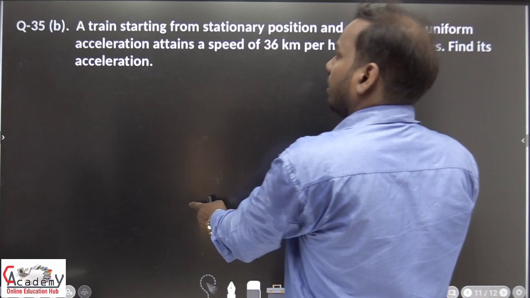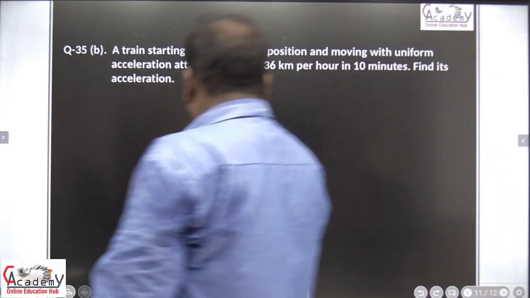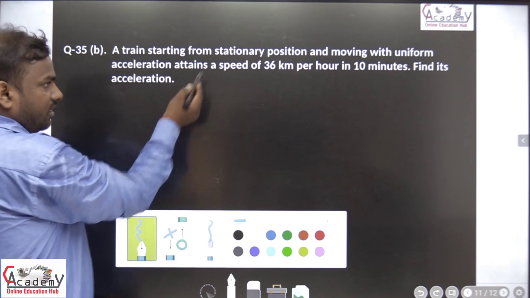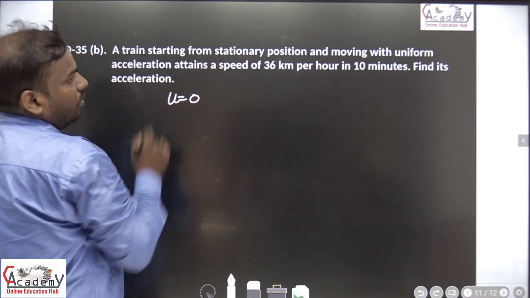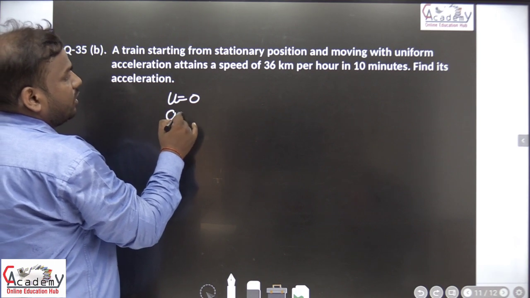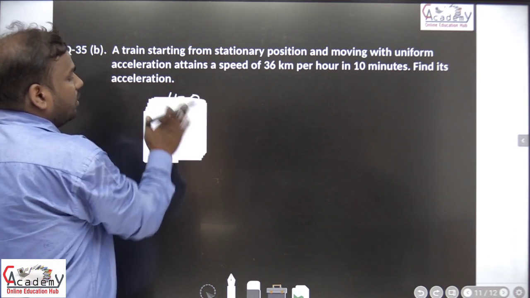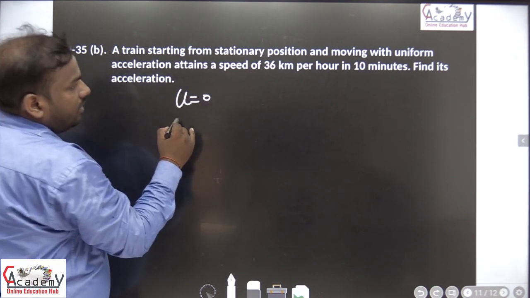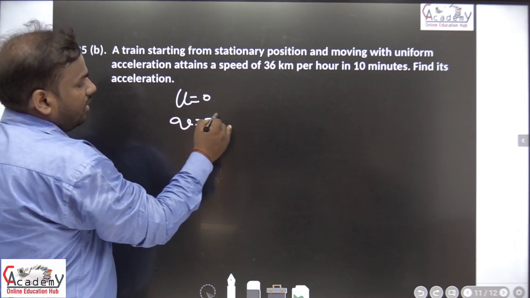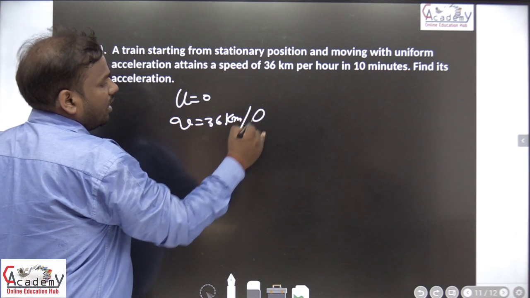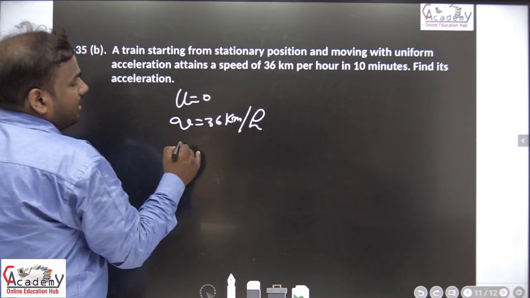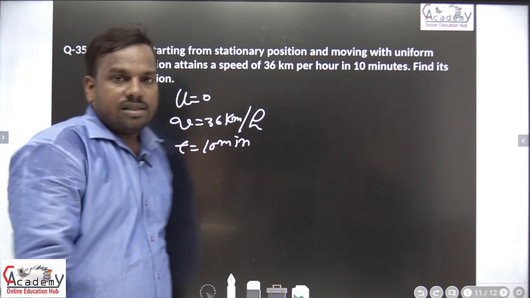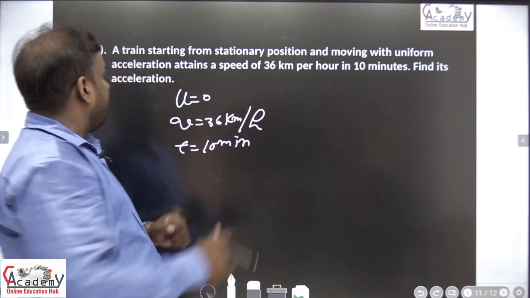Next question is 35B. A train is starting from stationary position. Stationary position means the initial velocity is 0. And moving with uniform acceleration, it attains a speed of 36 kilometer per hour, meaning final velocity is 36 kilometer per hour, in 10 minutes. Here time is 10 minutes. If the time is 10 minutes, find the acceleration.